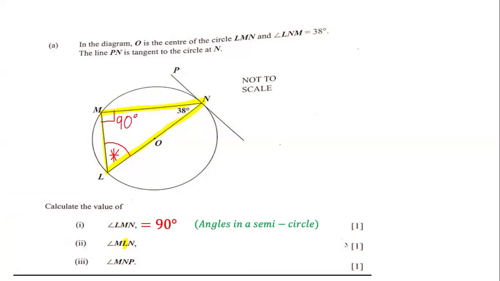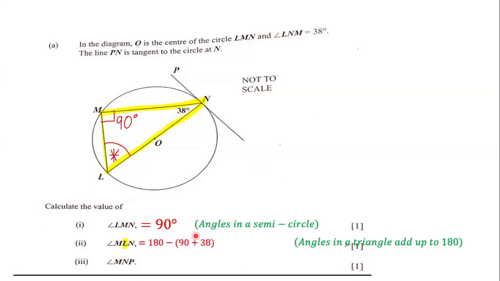And so how are we going to figure out the measure of angle L? Well, notice that we have this particular triangle, and angles in a triangle add up to 180 degrees. So 90 plus 38 plus this angle is going to be equal to 180 degrees. So in order to figure out the size of angle MLN, we have to add 90 and 38, and take that sum and subtract it from 180.